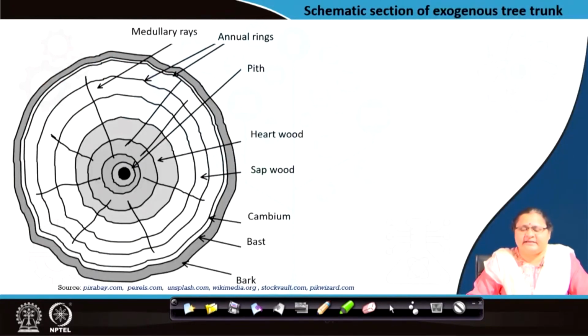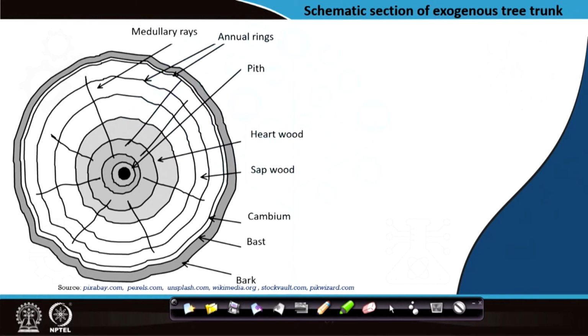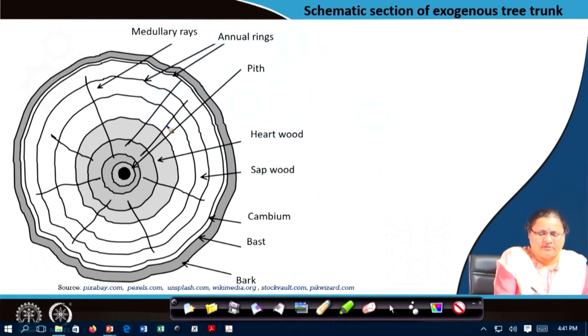So, let us try to see the section of an exogenous tree trunk. This is a schematic section where you see these lines, which are called the medullary rays, and you see concentric lines moving outward, which are the annual rings. You can see there are different color shades. Gradually it is moving from deeper color to lighter color.